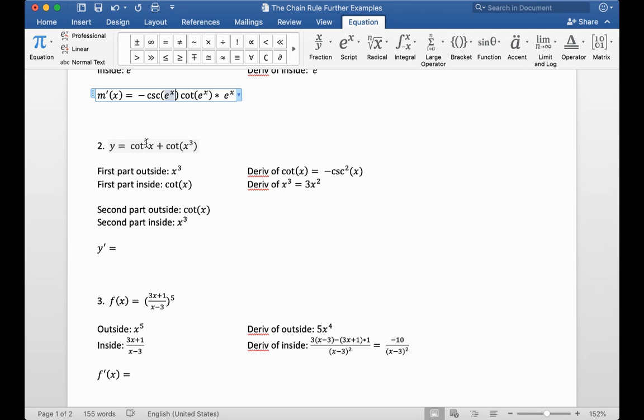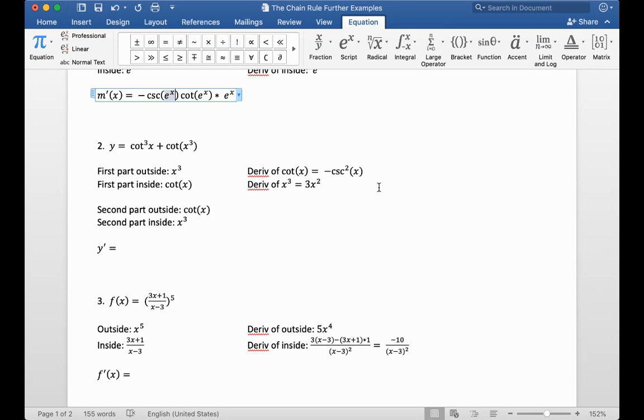In the first function, cotangent cubed x, what we want to recognize is that we're applying the cotangent function first and then cubing it. And so the inside part on the first term is cotangent x. The outside part on the first term is x cubed. Whereas in cotangent of x cubed, we have the reverse. X cubed comes first, followed by the cotangent function. And so the inside part on the second term is x cubed. The outside function is cotangent x.